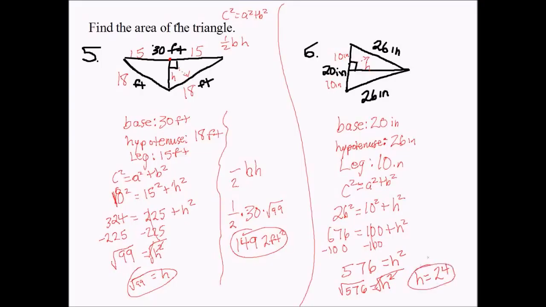Okay, now am I done? No. Because now you have to do 1/2 your base times your height. So we've already determined that our base is 20, and then our height is 24. And so half of 20 is going to be 10. So we know that this has to be 240 inches squared. Okay? So that's how you do that part in the homework. If you have questions, ask me in class.